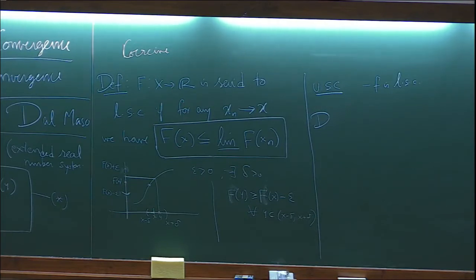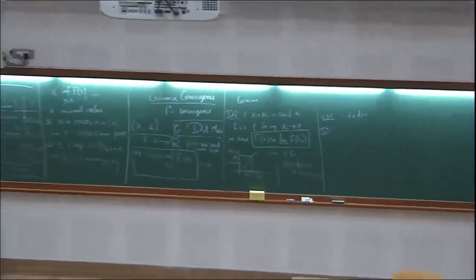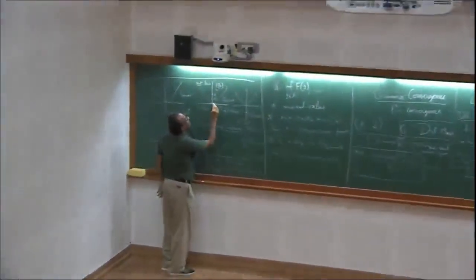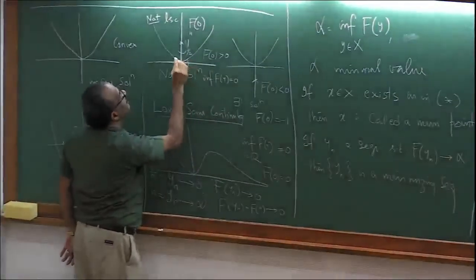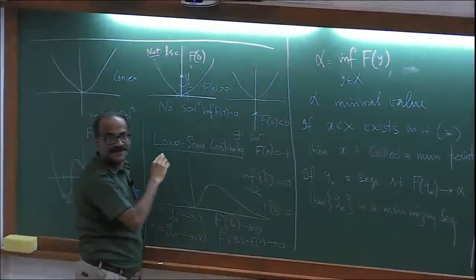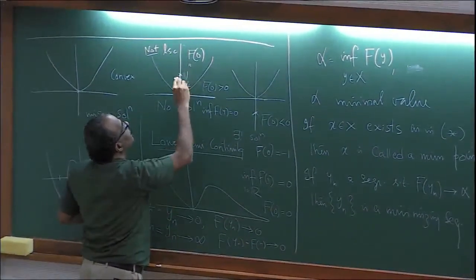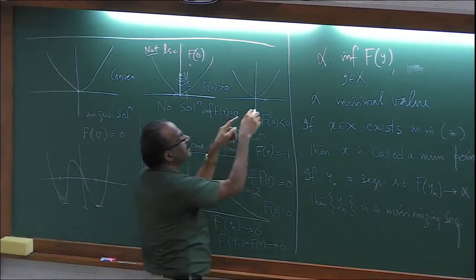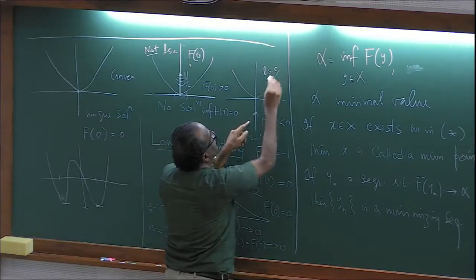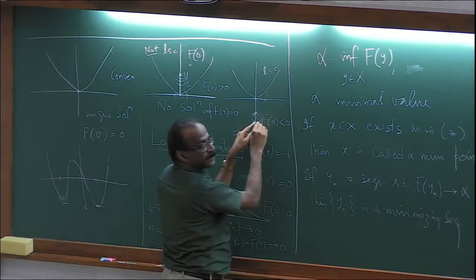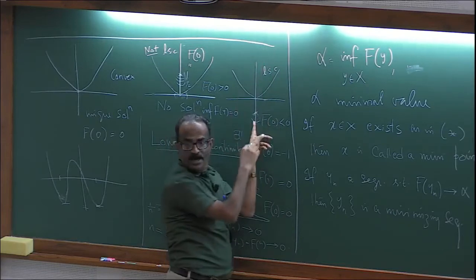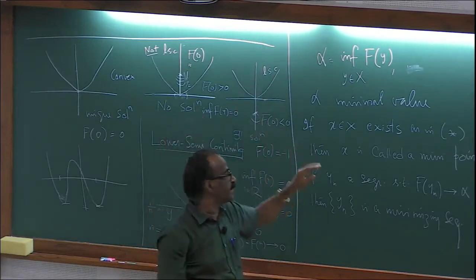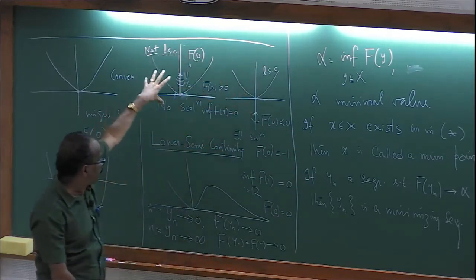Because if I take a neighborhood of this one, say half, then I want to choose a neighborhood in such a way that for every y it should be above that. But for every neighborhood, if you take it, it will be somewhere here. If I choose smaller and smaller neighborhoods here, all these functions are below. So you don't get a neighborhood. But this is lower semi-continuous, because if I choose a neighborhood here, epsilon here, everything is anyway above that. So this is a lower semi-continuous function. This is not a lower semi-continuous function.